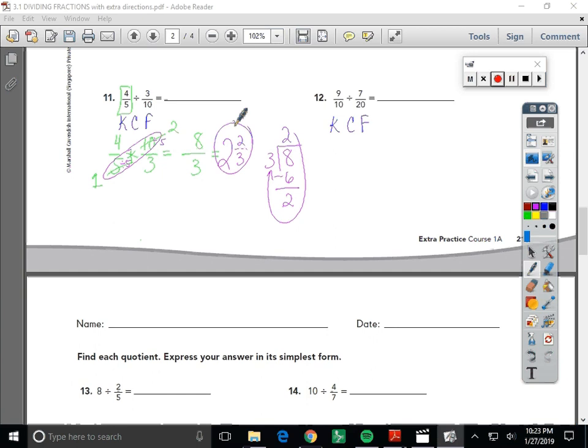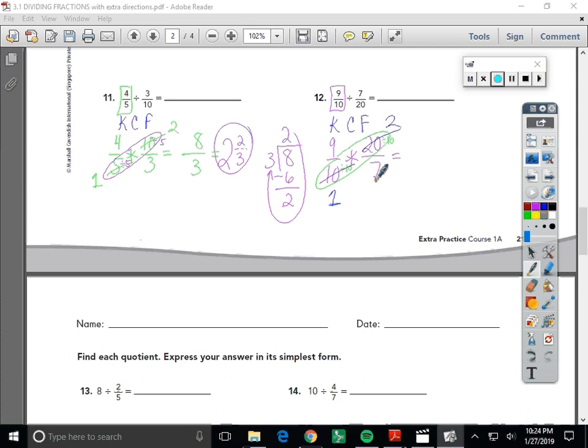We're going to try the next one with a keep change flip. So notice we're going to keep the first fraction, 9/10. I'm going to change from division to multiplication, and next I'm going to flip 7/20 to its reciprocal, 20/7. Do you see any cross simplifying possible here? I hope you'd say yes. The 10 and the 20 seem to both end in 0. That means that they'll both divide by 10. If you check your multiplication chart, there they are. They're both in the 10 row. 10 goes into 20 twice, and 10 goes into 10 one time.